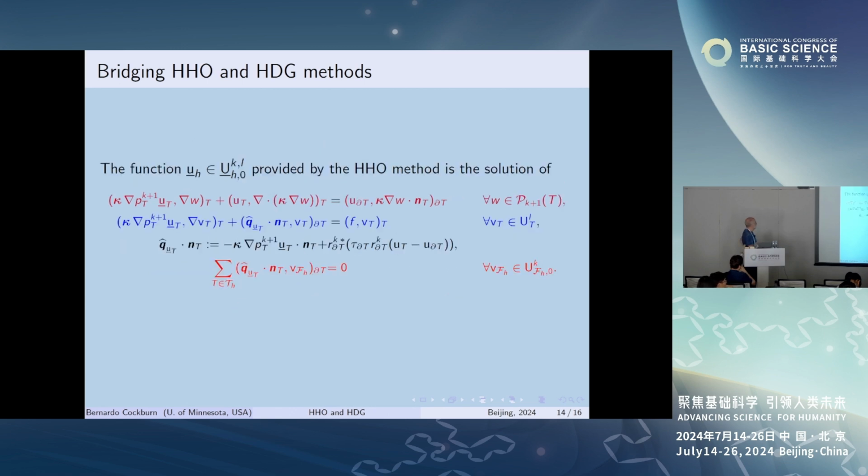So I have done that. So this is the recasting of the HHO method as an HDG. So we can see here that this is the transmission condition that says this Q has to be single valued. This is the discrete divergence, and this is the fact that this is the discrete gradient.